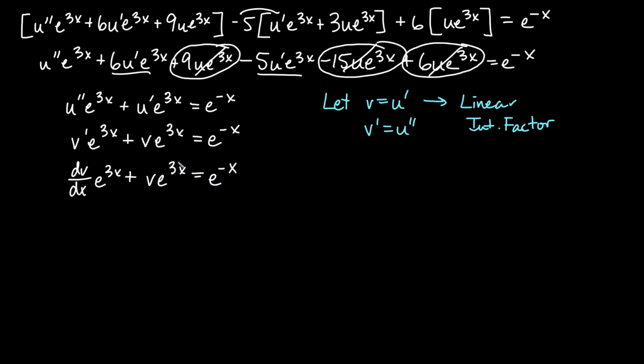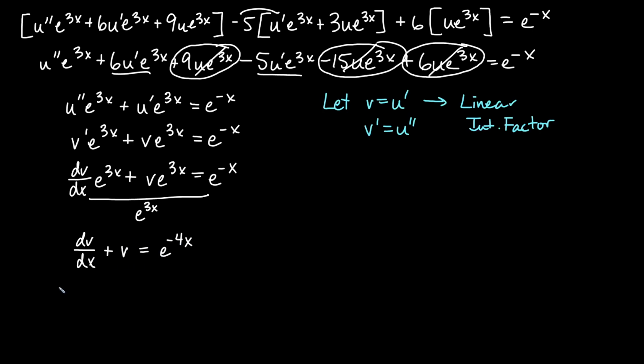This is not in the normal form though. Remember, for a linear first order equation, the normal form, we just want dv dx. We don't want this term here. We actually need to divide everything by e to the 3x. First, if we go ahead and do that, we'll get dv dx plus v is equal to, just be careful here, we get e to the negative 4x.